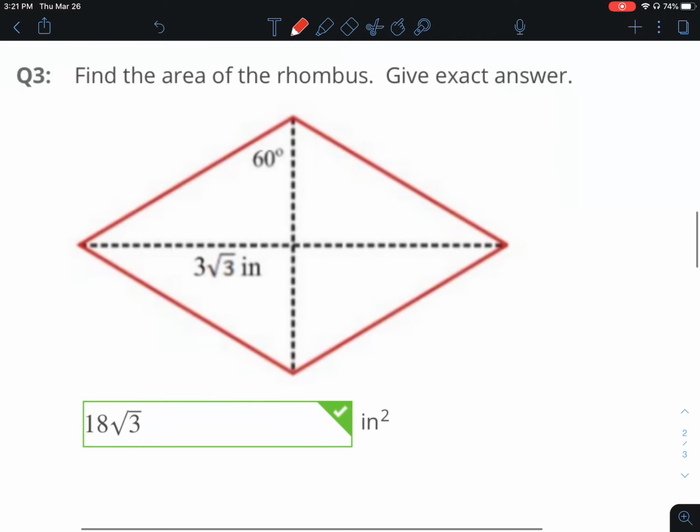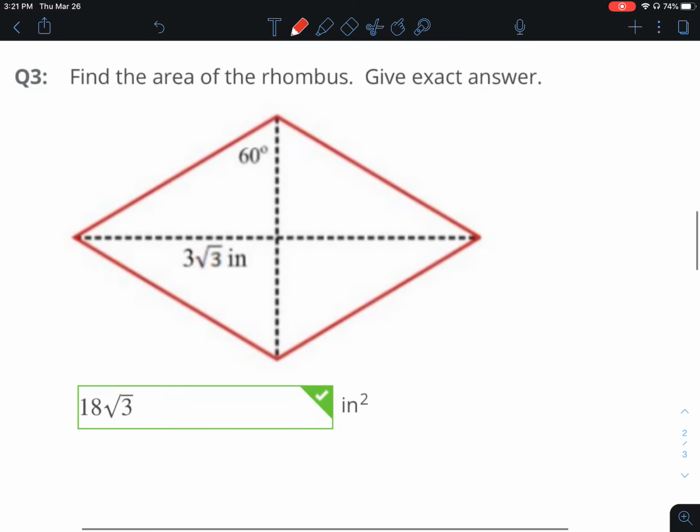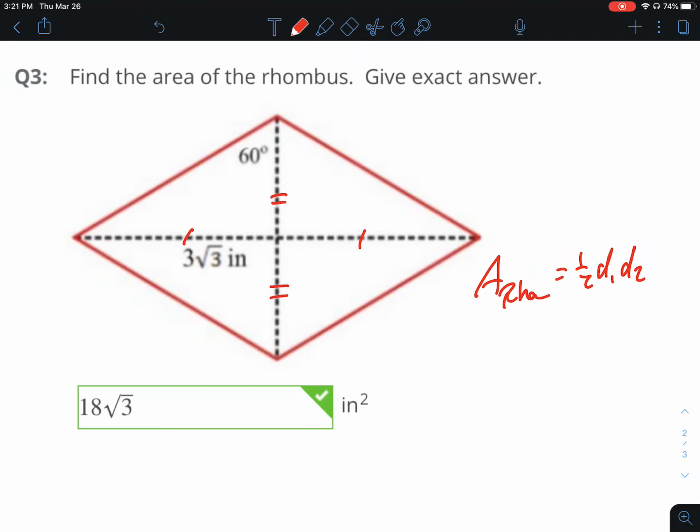Number 3, find the area of the rhombus, give exact answers. Area of a rhombus is 1/2 the product of the diagonals. In a rhombus, it's a parallelogram. In every parallelogram, the diagonals bisect each other. So this is true in this as well.